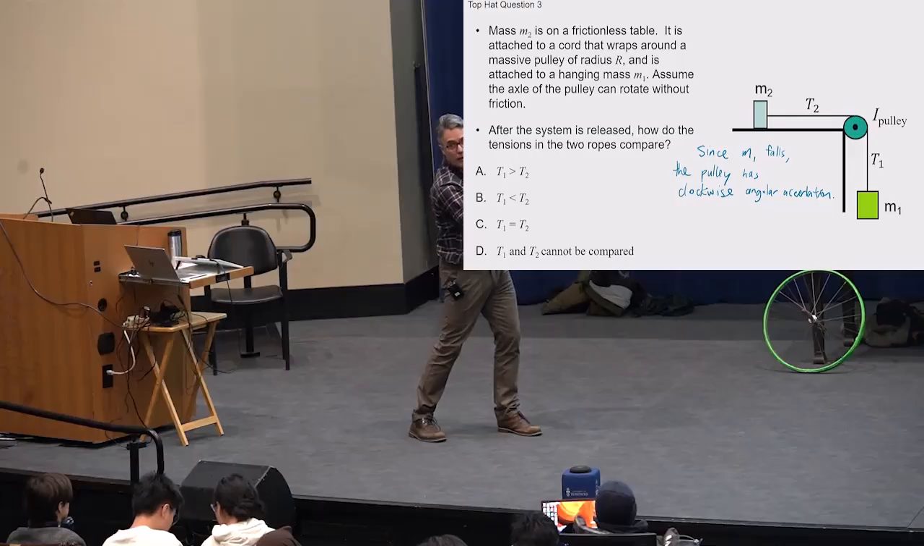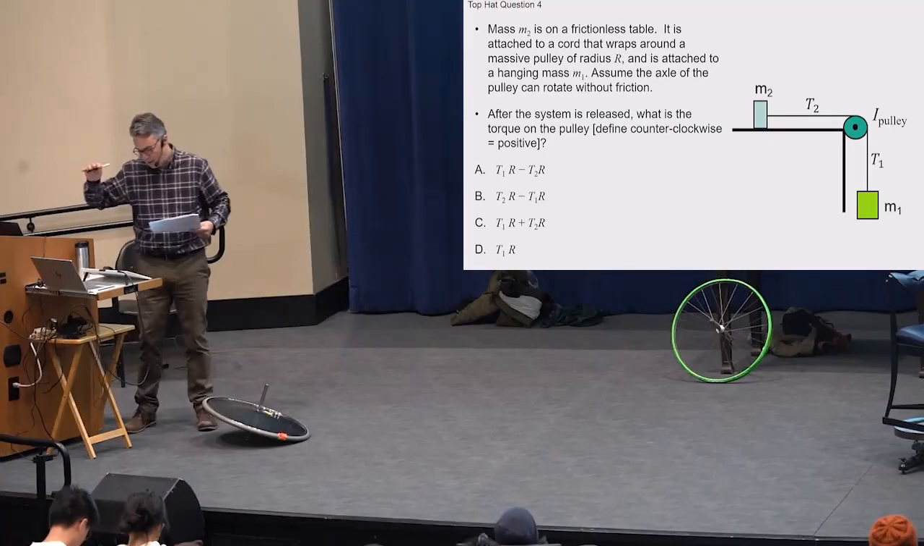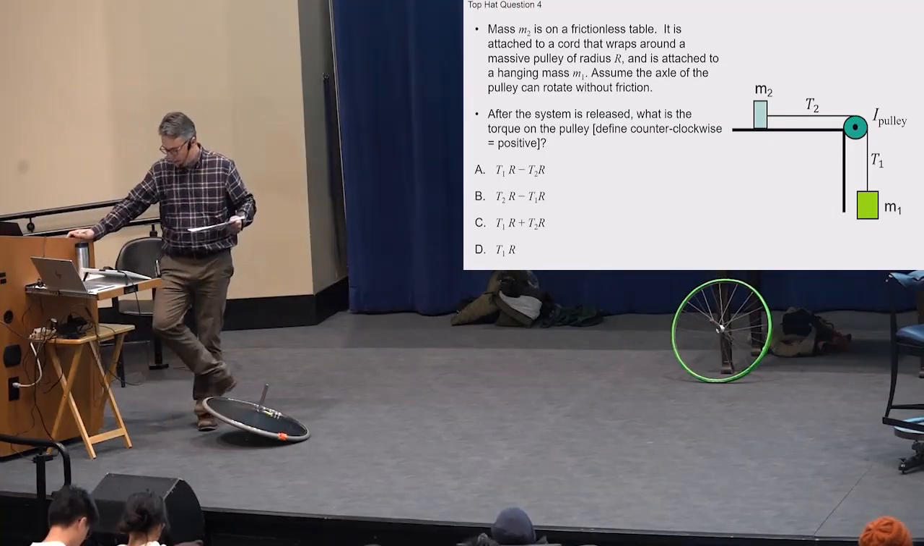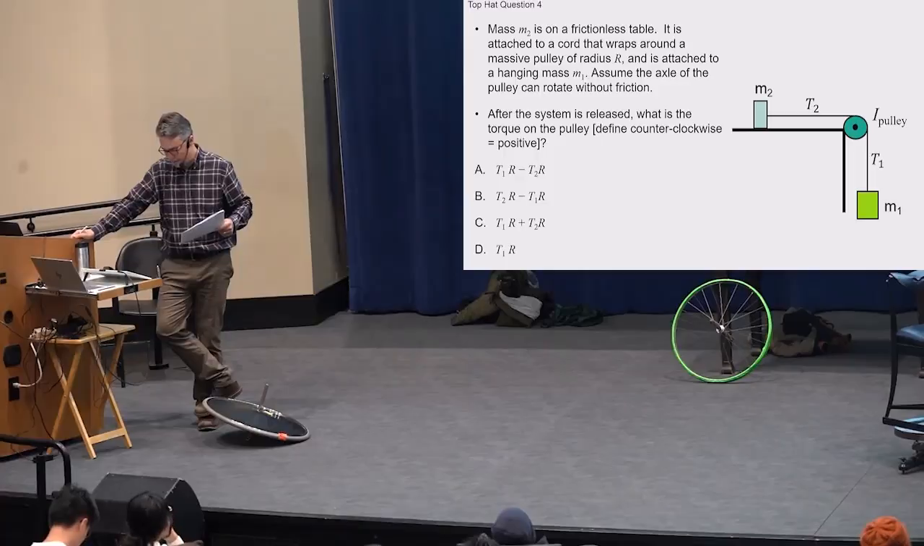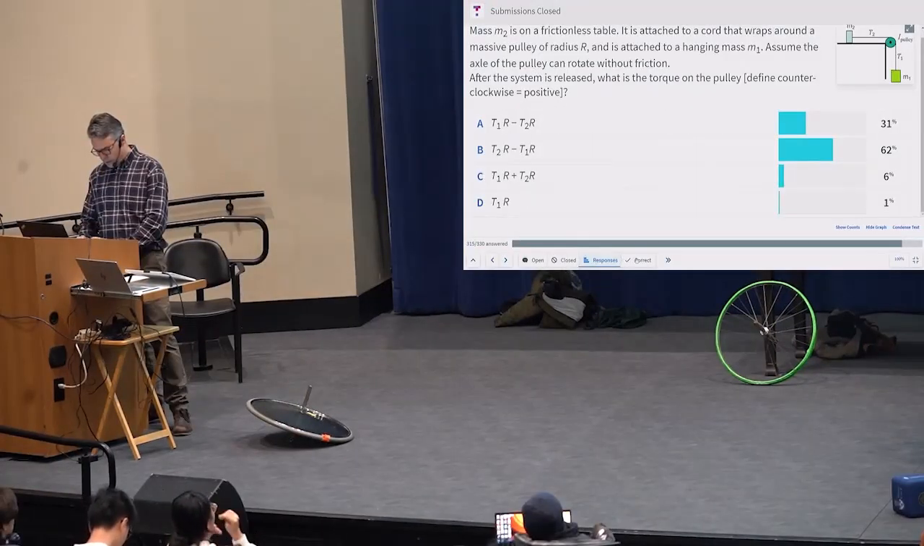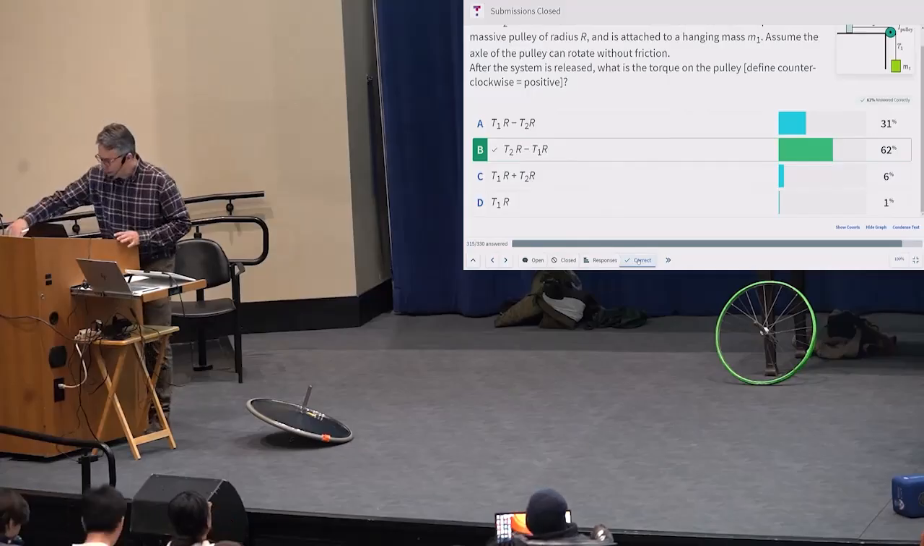So T1 has to be greater than T2. If you release this pulley, you release the whole system, what's the torque in the pulley? A lot of people are saying B. That was the one that I got as well.